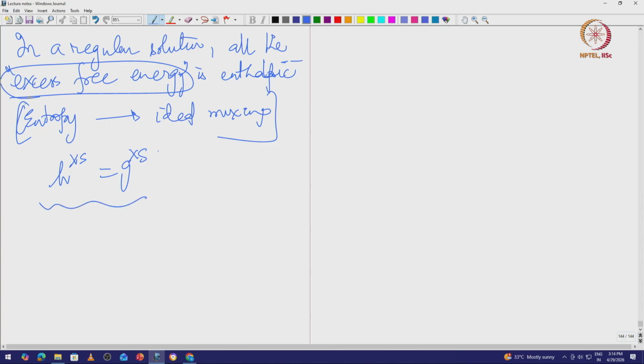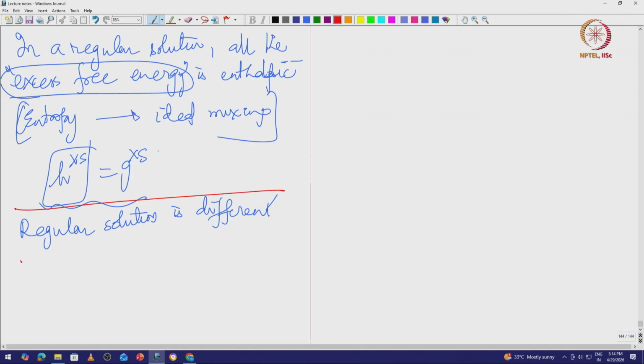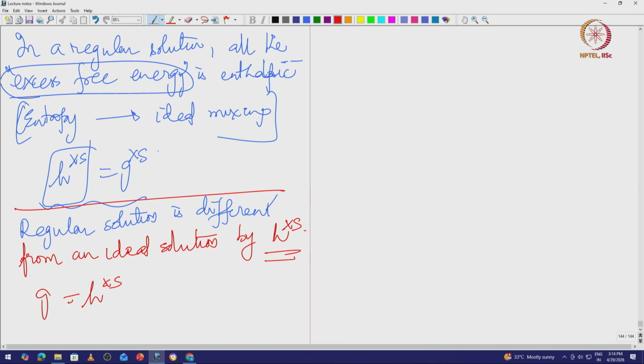So, now that we have established this, all the excess free energy in a regular solution, right. So, regular solution is different from an ideal solution in that I have added some excess enthalpy, right. So, a regular solution is different from an ideal solution by Hxs, right, and Hxs which is equal to Gxs, that is nothing but omega x1 x2, right.